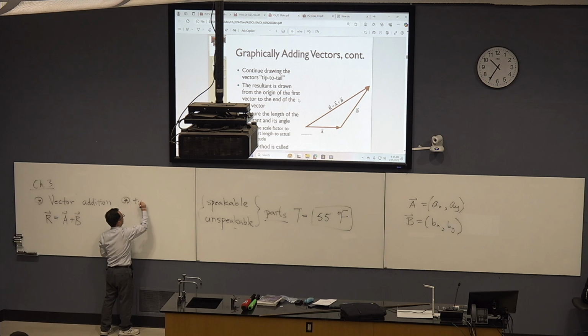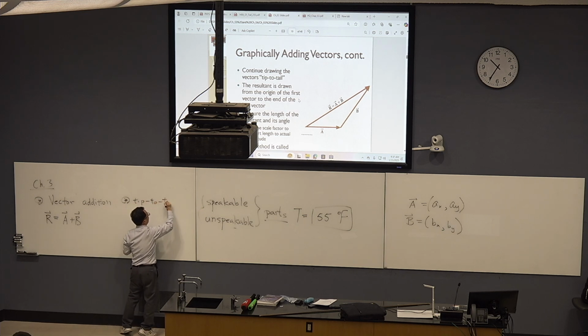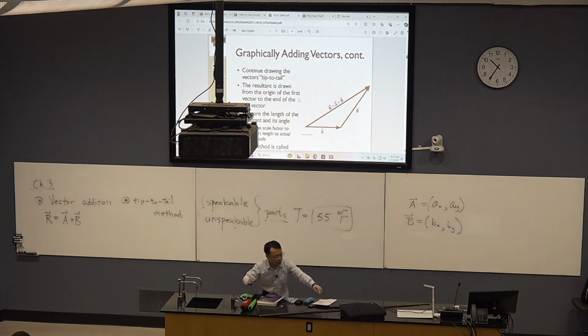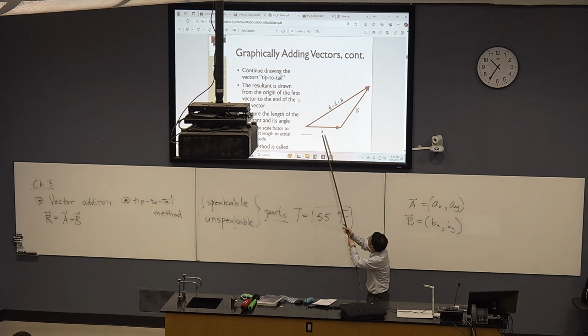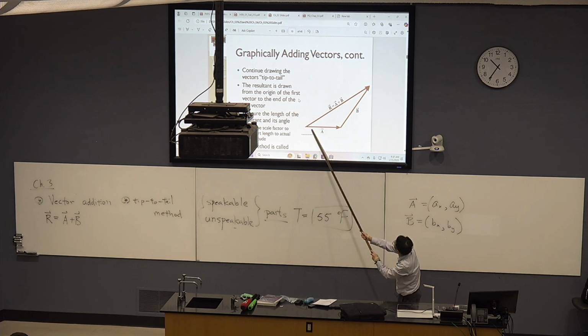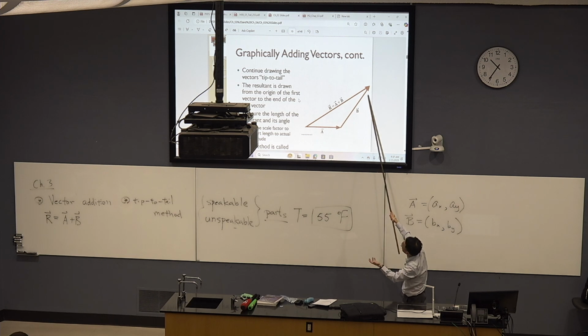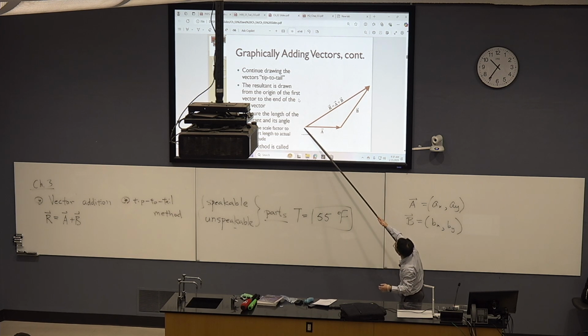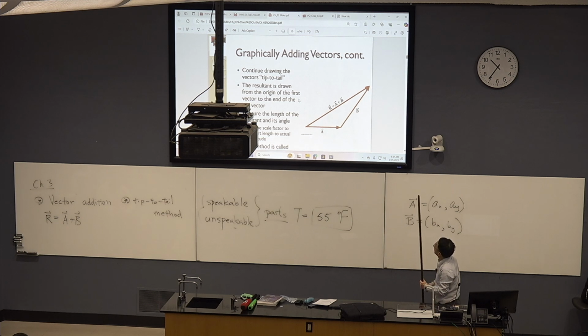So this one is called the tip-to-tail method. To add up the two vectors, what you need to do is first consider the first vector A here. Then you connect the tip of vector A to the tail of your vector B. Connect them like this, right? So you have A and B. And then the last step is you connect from the tail of vector A all the way to the tip of vector B. This method is called the tip-to-tail method of vector addition.